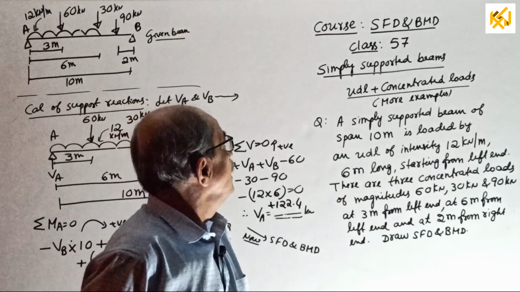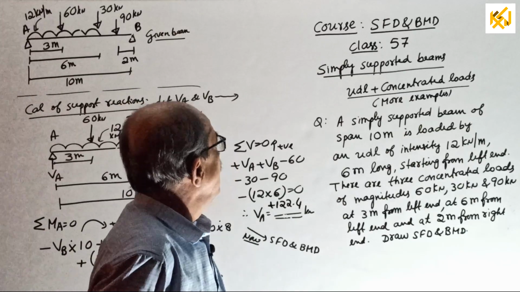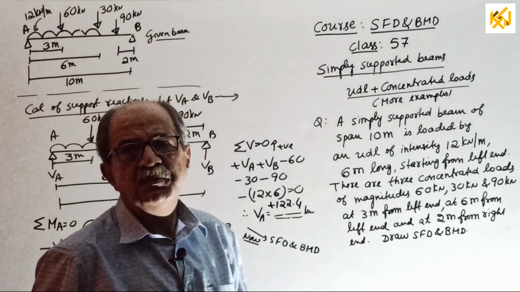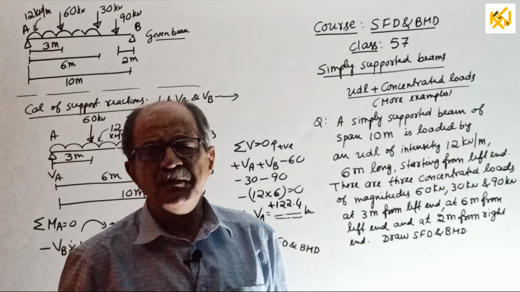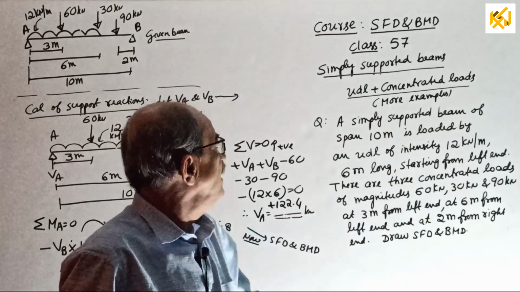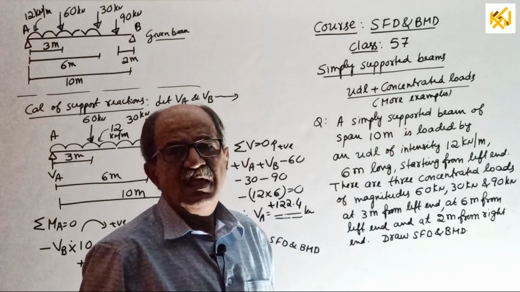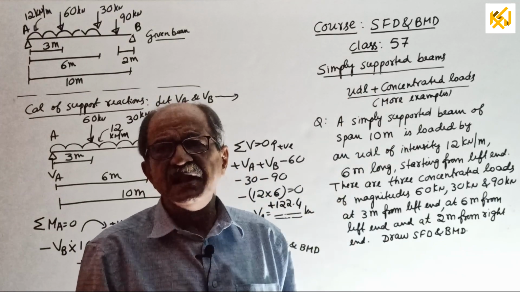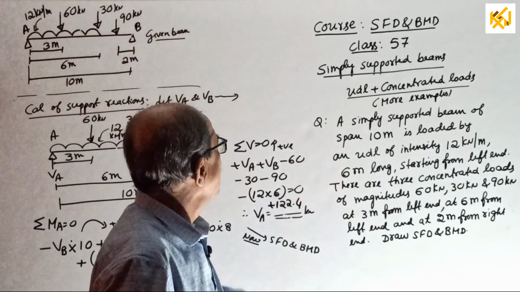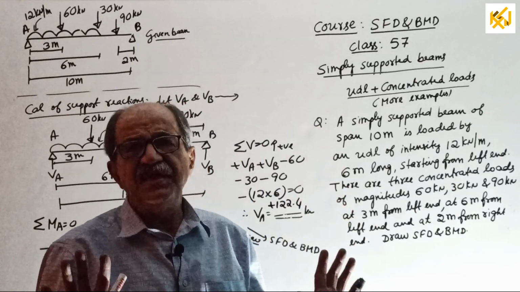Welcome to all. Class number 57, simply supported beams. We are continuing UDL with the point loads, with more and more examples. From now onwards, for at least 4 or 5 classes, the same title will be there. I won't put a subdivision number, just to go through the classes. See, the question is written here. There will be some changes.